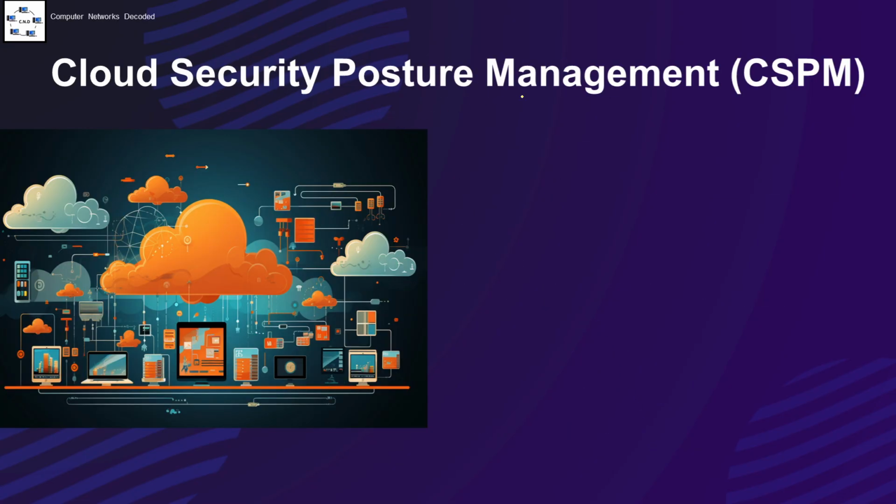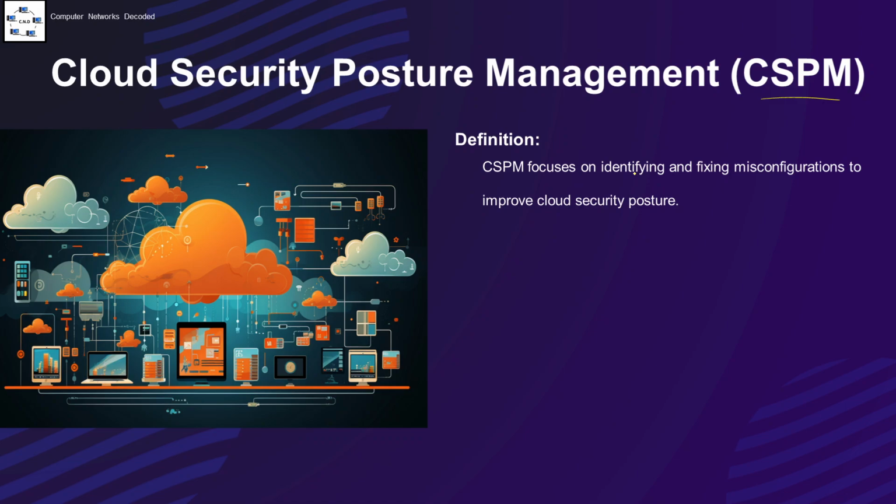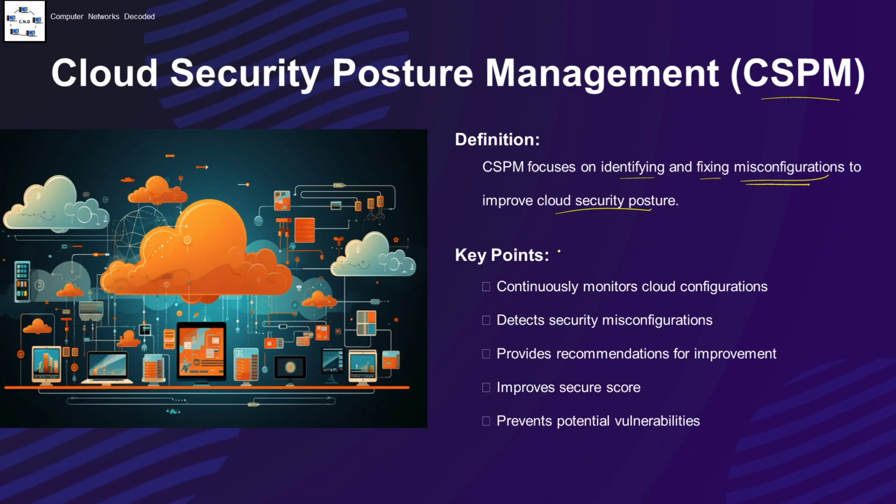So what is Cloud Security Posture Management, that is CSPM? So CSPM focuses on identifying and fixing misconfiguration to improve cloud security posture. The key points are that it continuously monitors cloud configuration, it detects security misconfiguration inside cloud and provides recommendation for improvement and correction of these misconfiguration. It improves the secure score of the application inside cloud and prevents potential vulnerabilities due to misconfiguration.